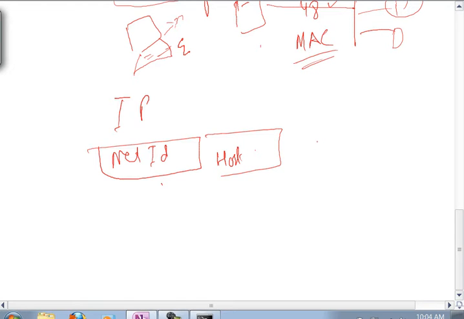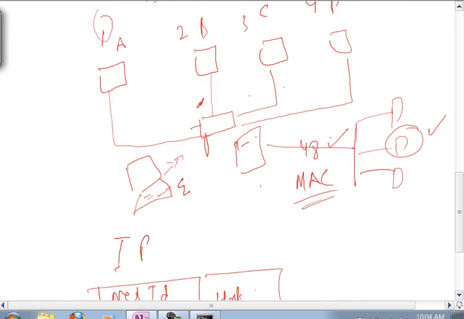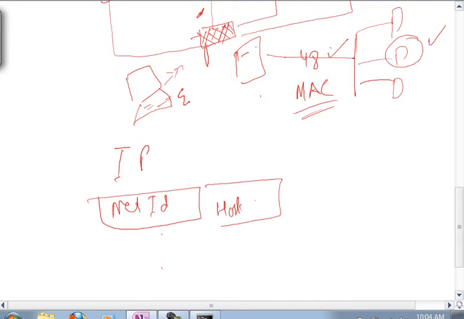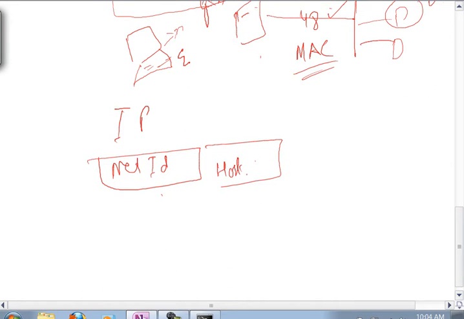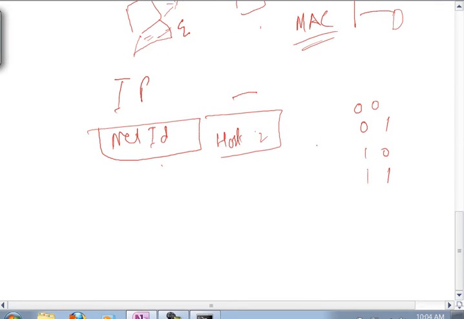Because if I somehow get the network ID and reach it here, listen, I reach it here, but here I have some hosts, 1, 2, 3, 4. So I need to reserve some bits here which can give addresses to the hosts. But how many bits I have here will tell me how many hosts I can have. If I have 2 bits reserved for the host, I can name 00, 01, 10, so I can have 4 hosts.